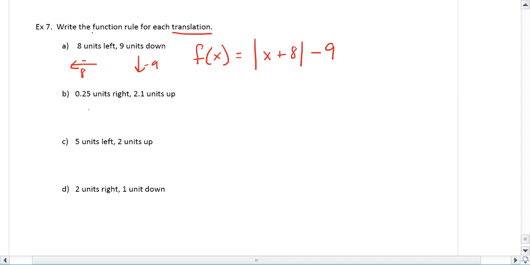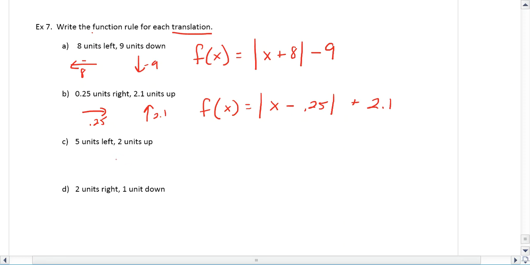Next translation, it went to the right 0.25 units, and then it went up 2.1 units. Well, if it went to the right, that's in the positive direction, but we don't have the plus inside the absolute value. Remember, it's the backwards thing. So we'd have x minus the 0.25 in the absolute value, and then we would add the 2.1 to move it up. Okay, why don't you try these ahead of me, hit pause, and then we'll do them together.